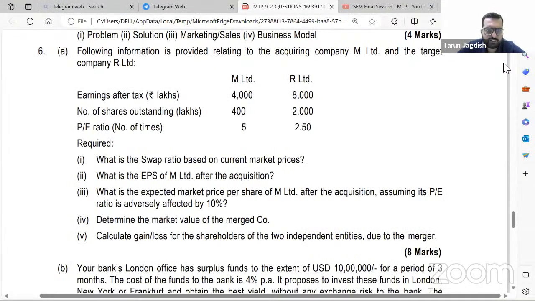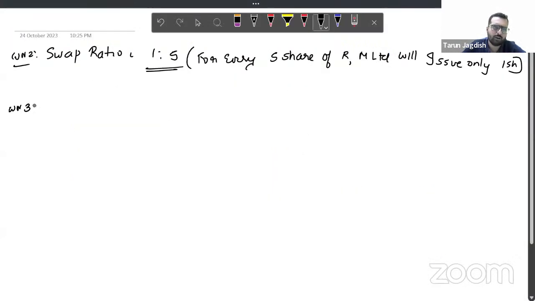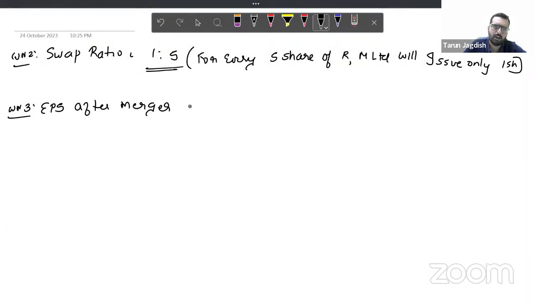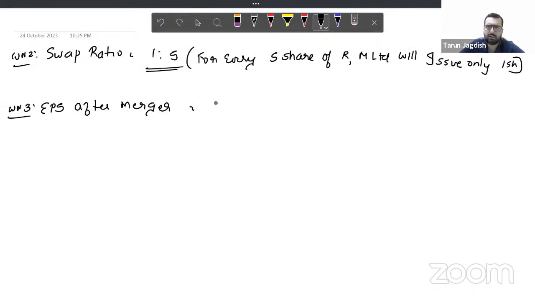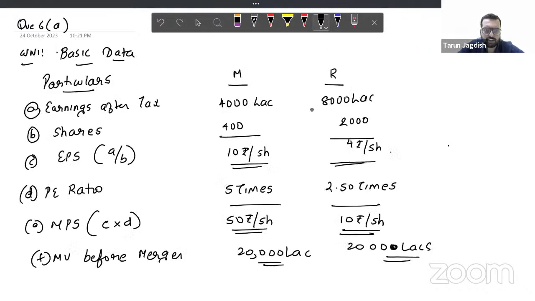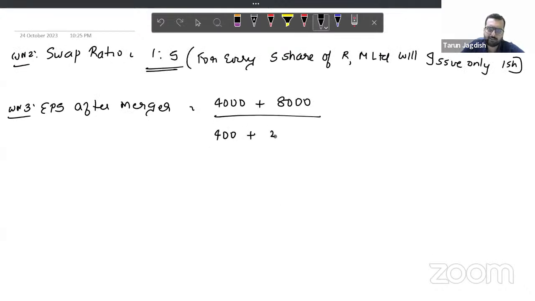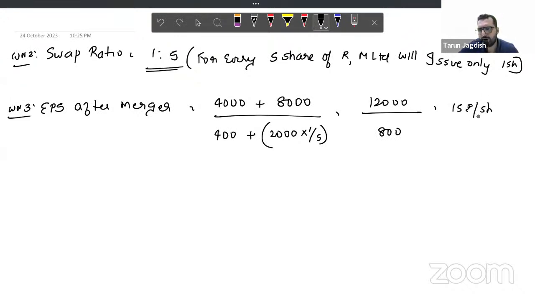That is the logic. Then they are asking the EPS after merger. So working note number 3 will be what? EPS after merger. How do you find out the EPS after merger? Total earnings after merger, that is 4,000 plus 8,000, divided by the number of shares after merger, that is going to be 400 lakh shares plus 2,000 into 1 divided by 5. So it will be 12,000 divided by, how much is 2,000 divided by 5? 400. So do you get the answer as 800 lakh shares? So do I get the answer as 15 rupees per share?